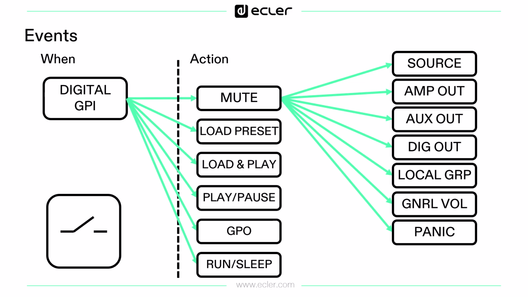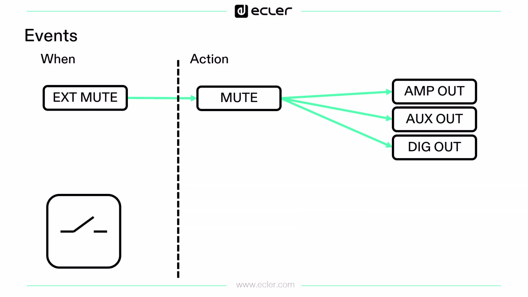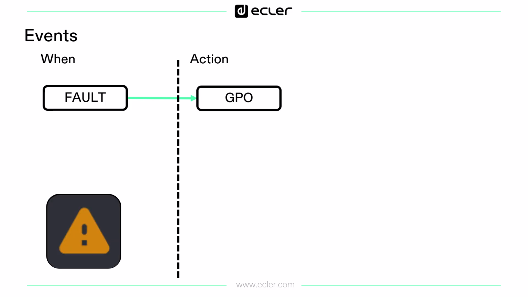To load a preset. To load and play a specific playlist in the player. To play or pause the player. To control a GPO that is configured to be controlled by events. Or to force the status of the device to run or sleep. The external mute input can control a selection of the powered, auxiliary, and digital outputs or all of them. A health warning or error, see Health chapter in Settings section, can control a GPO.